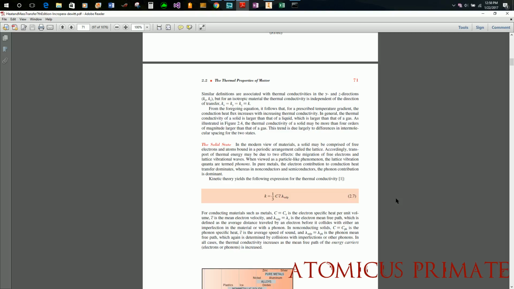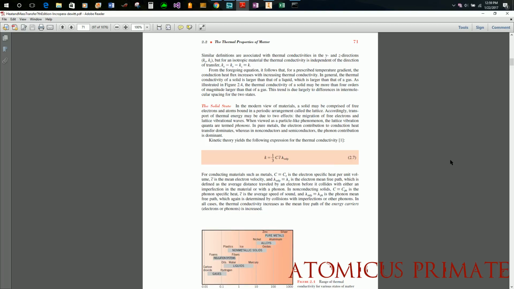dominant. Kinetic theory yields the following expression for thermal conductivity: k equals 1/3 C c-bar lambda sub mfp, where mfp should probably be mean free path. For conducting materials, C, defined as C sub e, is the electron specific heat per unit volume. c-bar is the mean electron velocity, and lambda mfp, defined as lambda sub e, is the electron mean free path, which is defined as the average distance traveled by an electron before it collides with either an imperfection in the material or with a phonon.